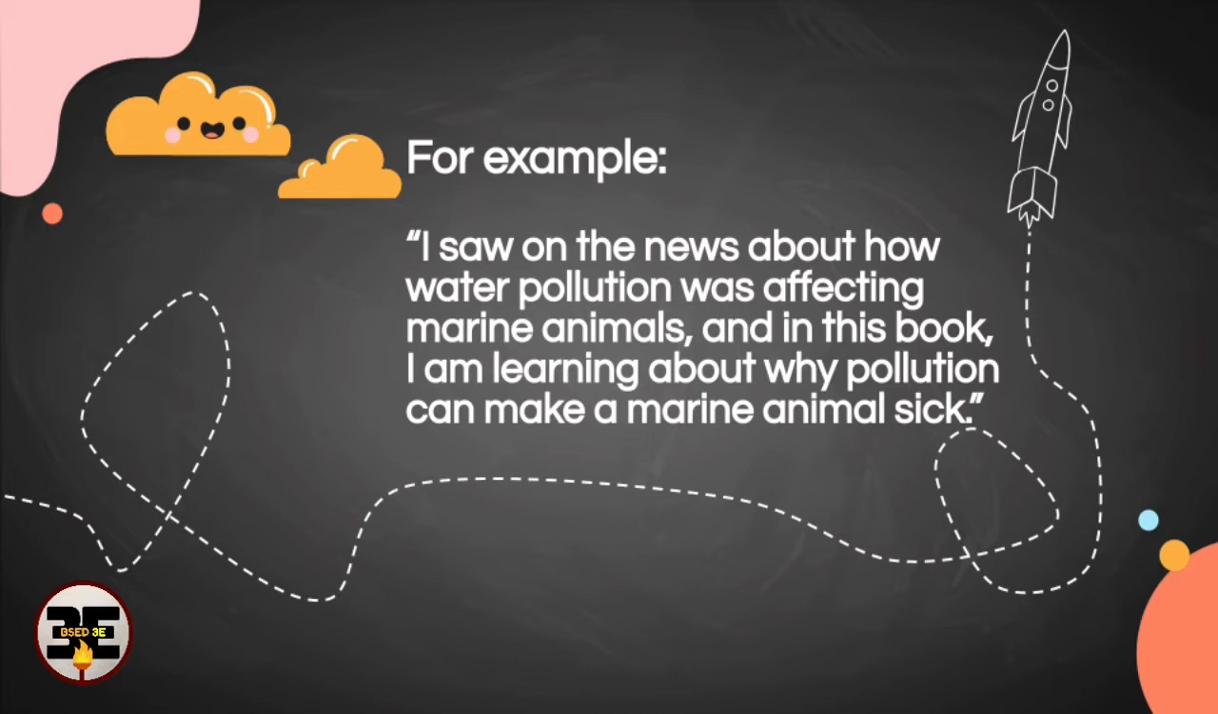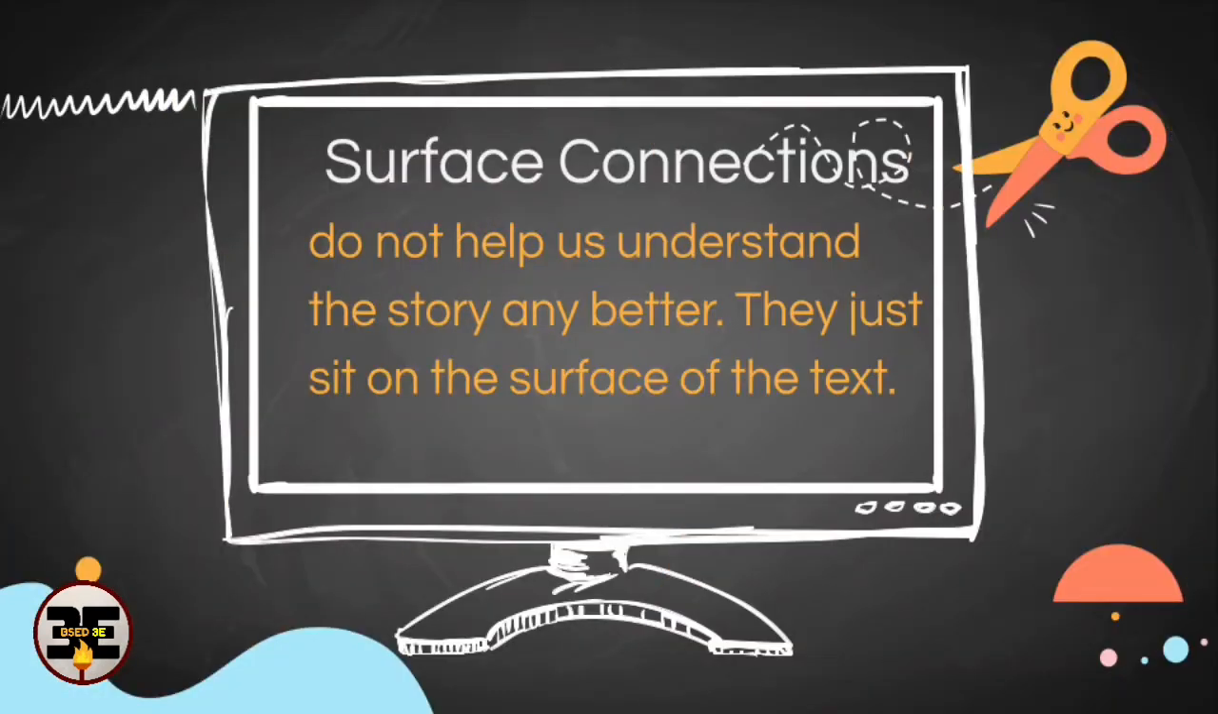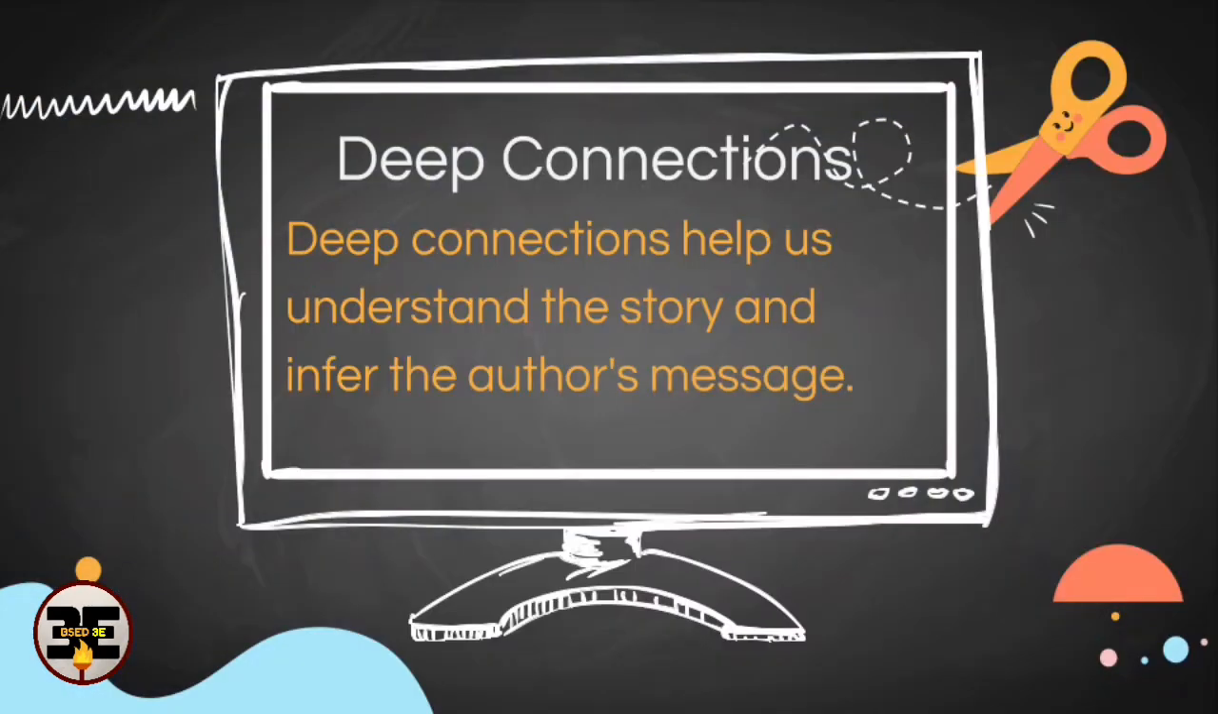So now, let's talk about the two types of connections. First is the surface connections. Surface connections do not help us understand the story any better. They just sit on the surface of the text. On the other hand, deep connections help us understand the story and infer the author's message.